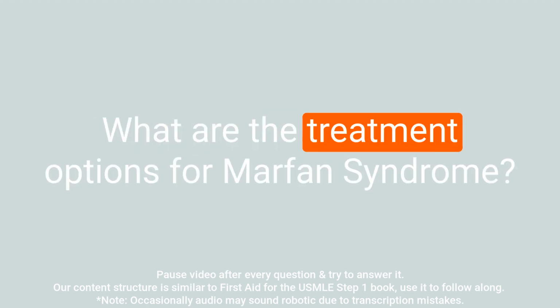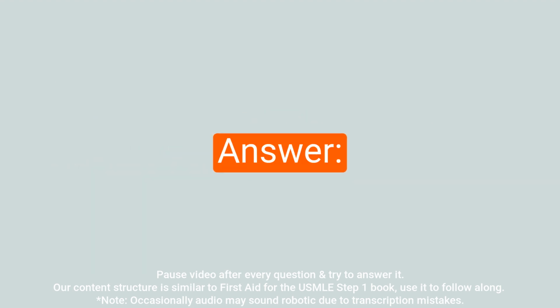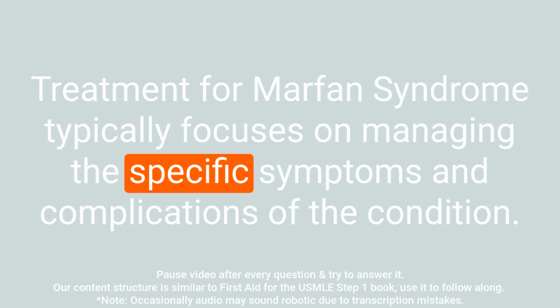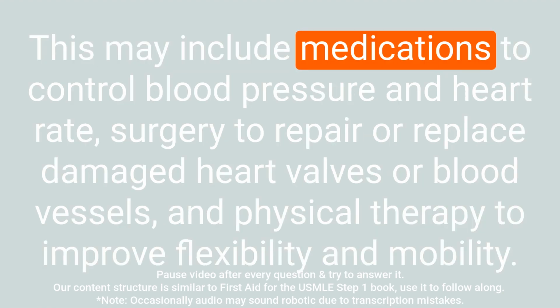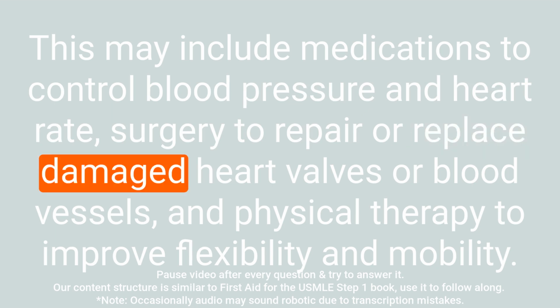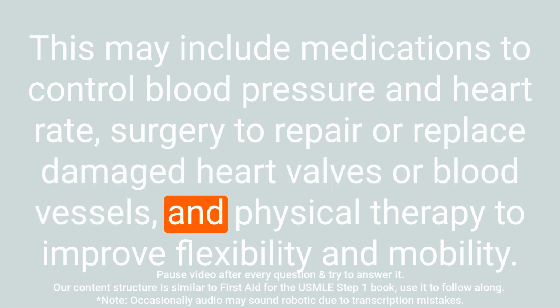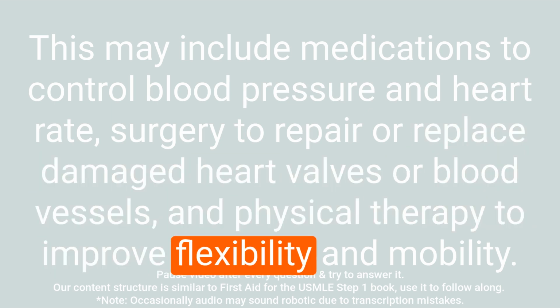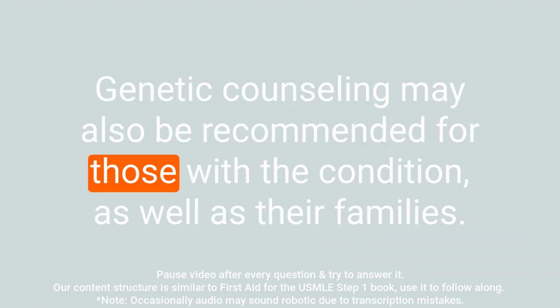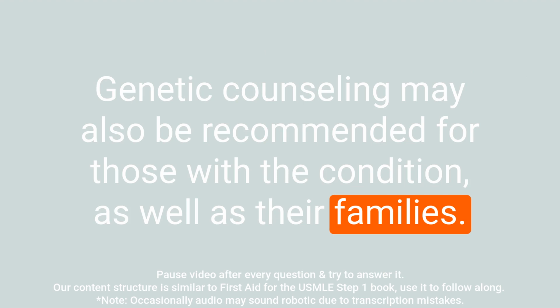Question: what are the treatment options for Marfan syndrome? Answer: treatment for Marfan syndrome typically focuses on managing the specific symptoms and complications of the condition. This may include medications to control blood pressure and heart rate, surgery to repair or replace damaged heart valves or blood vessels, and physical therapy to improve flexibility and mobility. Genetic counseling may also be recommended for those with the condition, as well as their families.